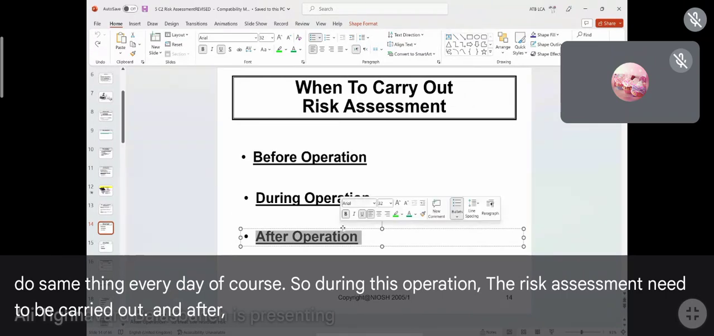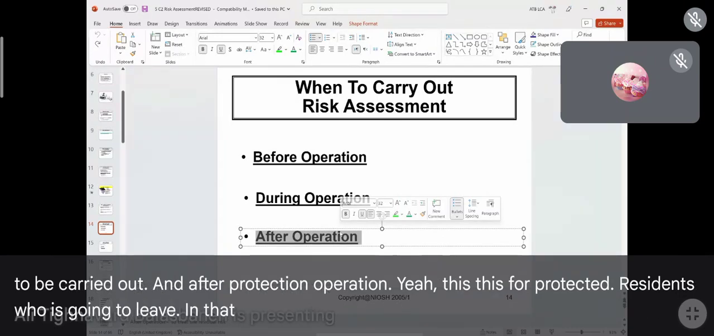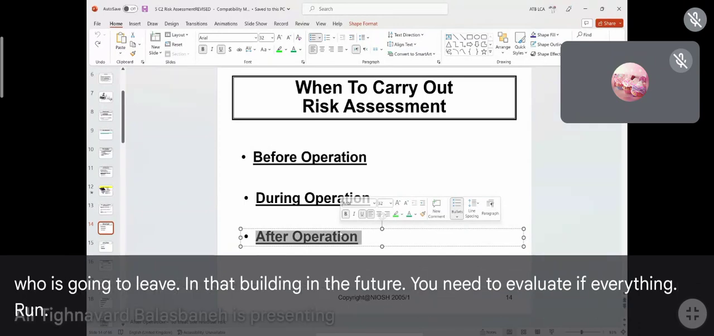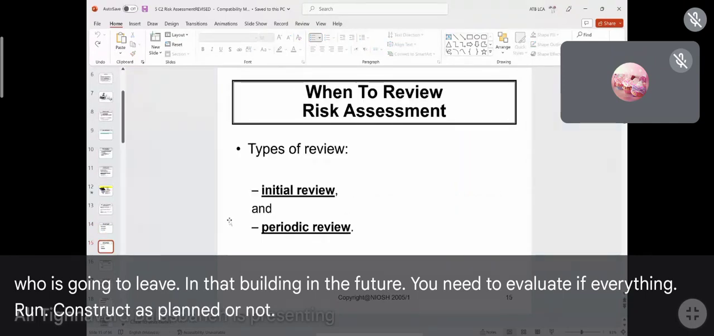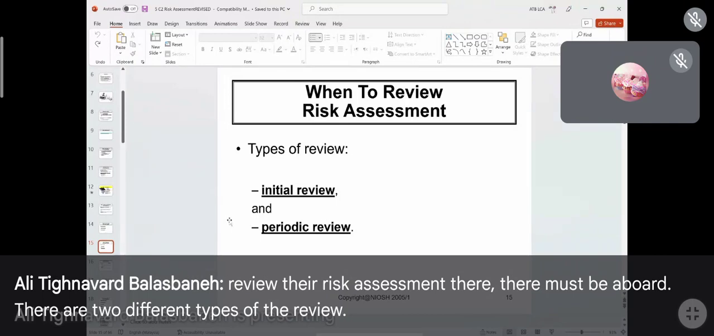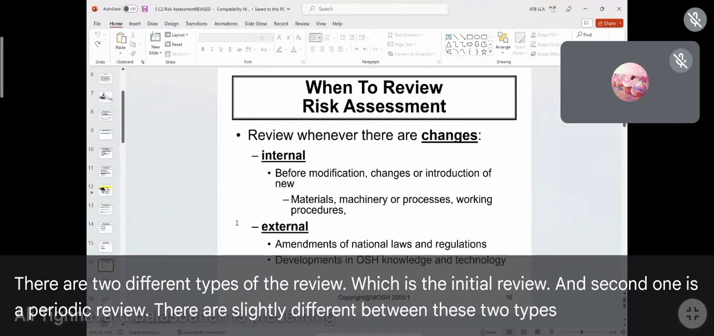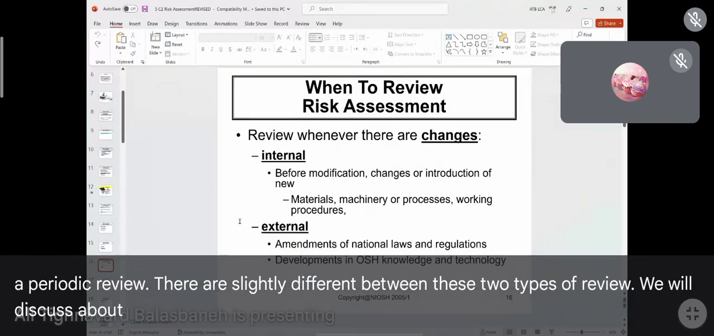And after the operation, this will protect the residents who are going to live in that building in the future. You need to evaluate if everything was constructed as planned or not. So whoever reviews the risk assessment must be aware there are two different types of review: the initial review, and the second one, the periodic review. They are slightly different. We will discuss it later.